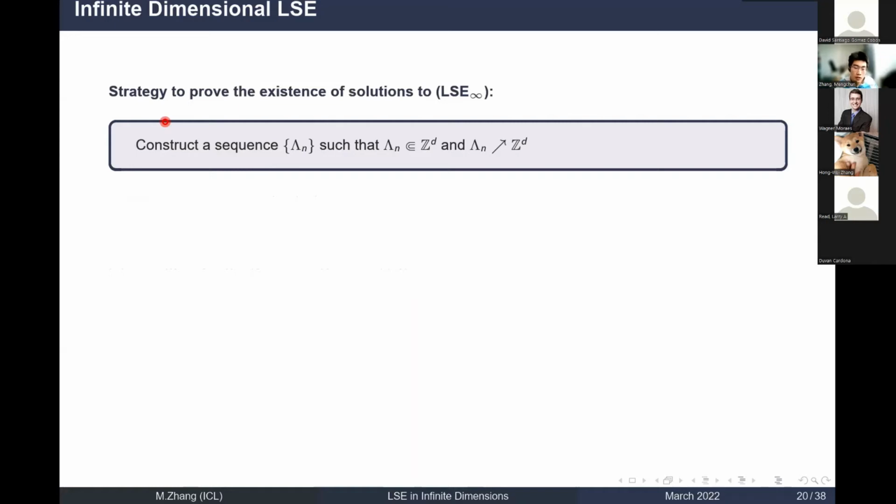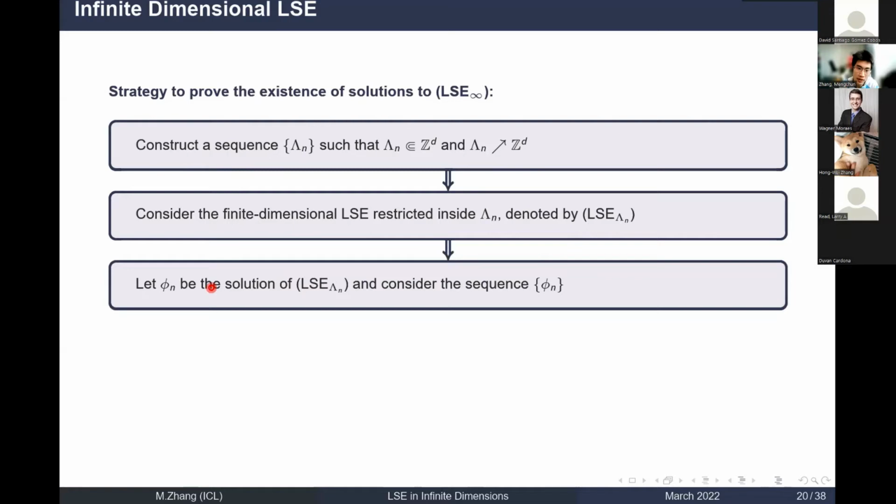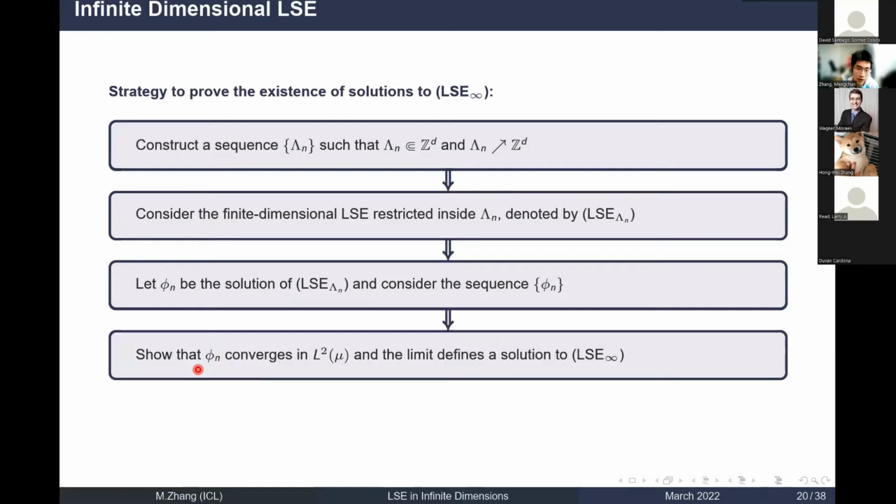So the strategy to prove this existence is, as I mentioned before, the finite dimensional approximations. The first step will be to construct an increasing sequence which exhausts the whole lattice, or you can think of an increasing sequence of cubes. Then for each of these finite volumes, you construct a finite dimensional LSE denoted by this. From there, you have a solution phi_n for this finite dimensional LSE_Lambda. Hopefully you can prove that this sequence of solutions converges in L2(mu), and then the limit defines a weak solution to the infinite dimensional LSE. So that's the whole idea of this proof.